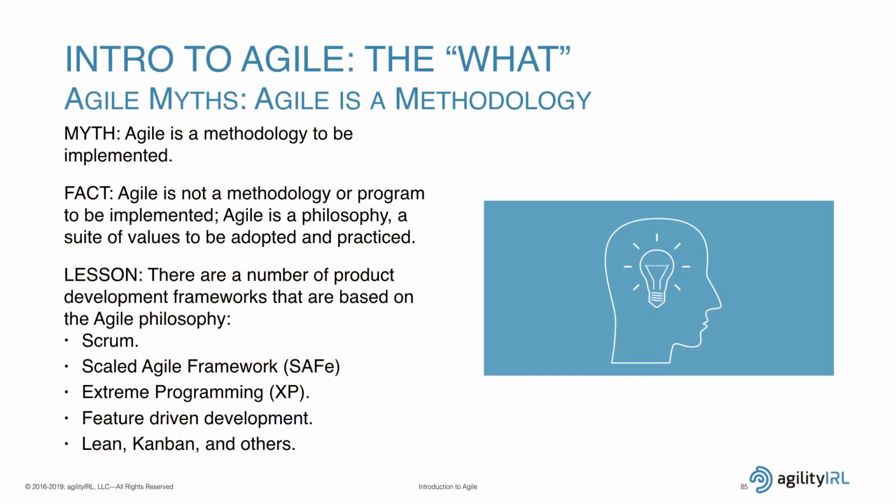All right. Let's bust a few myths. Agile is a methodology to be implemented. I think we've talked about this. It is not a methodology, it's a framework. It is not a program you implement. It is a set of values that you choose to adopt. There are frameworks that operate under the larger umbrella of Agile: Scrum, XP, things like Lean Kanban.